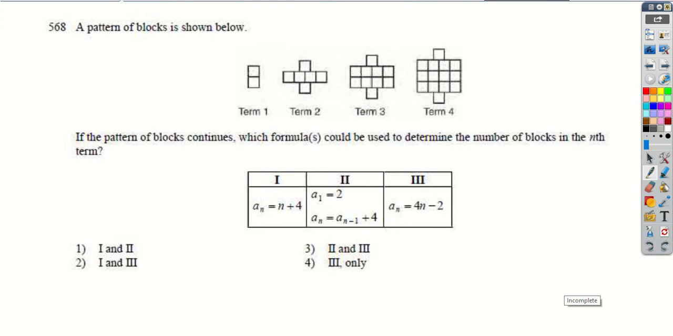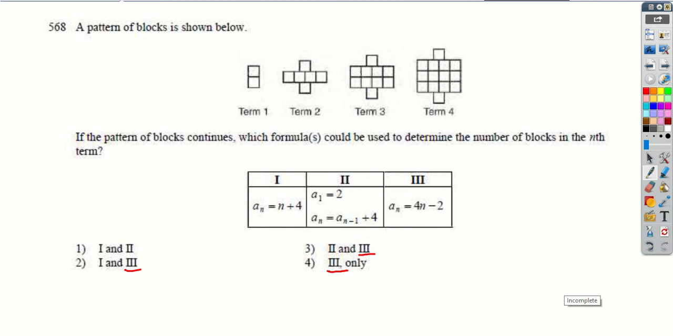Pattern of blocks shown below, if the pattern continues, which formula can be used to determine the number of blocks? So we just have to go through our choices to see if they work. Also, I know that choice 3 is in all of them. So if 3 doesn't work, we're going to just choose choice 2 or choice 1. So that's another option. Thank you, Kennedy.